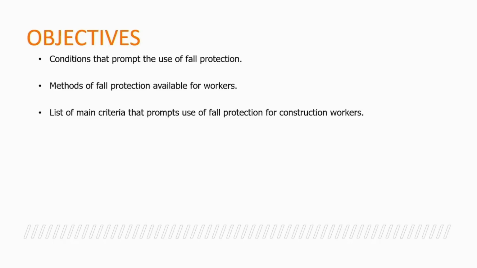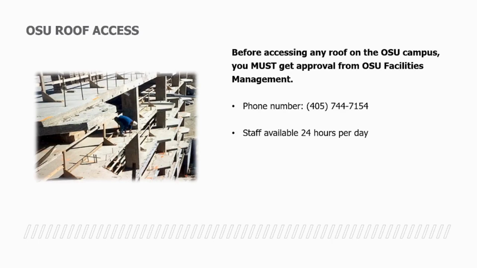Today we're going to be discussing some objectives. Start off first with conditions that do prompt the use of fall protection. Talk about different methods of fall protection available for workers. We're also going to give you a list of main criteria that prompts use of fall protection for construction workers. We go on to our next part, OSU roof access.